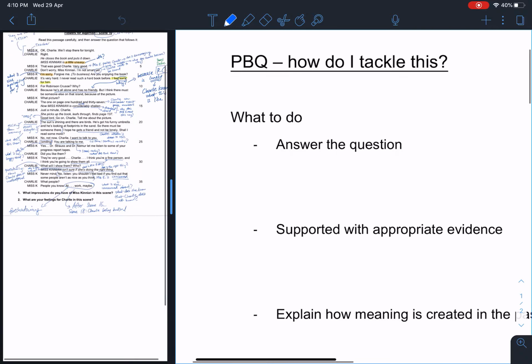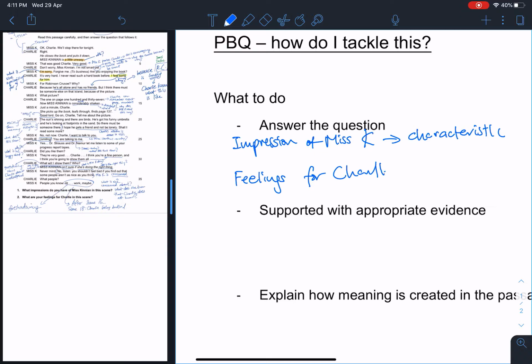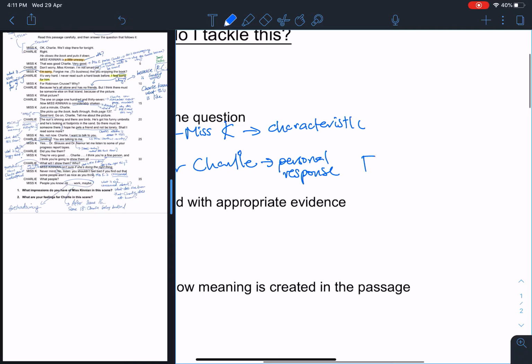The first thing to do is to answer the question. I know I need to have an impression of Miss Kenyon, which means I need a characteristic. And I need a feeling about Charlie. So that's your personal response, but it must be an emotion. I cannot say I feel that Charlie deserves something. No, it must be an emotional response. So I know I need to have a characteristic of Miss Kenyon.